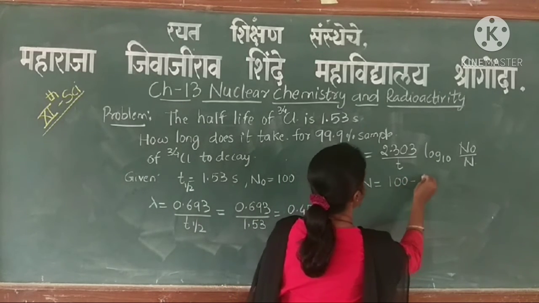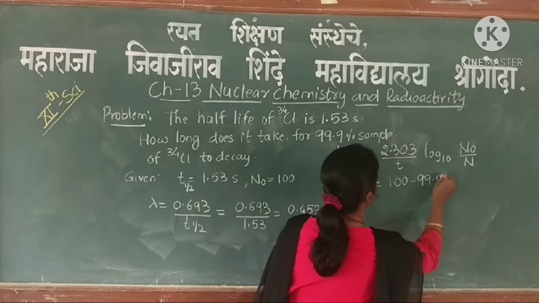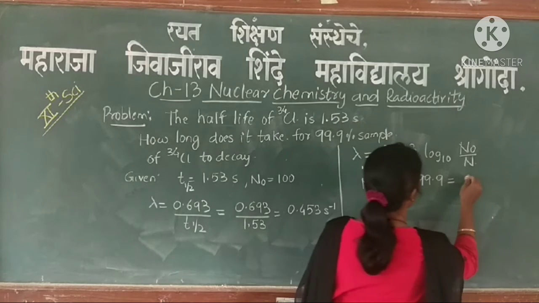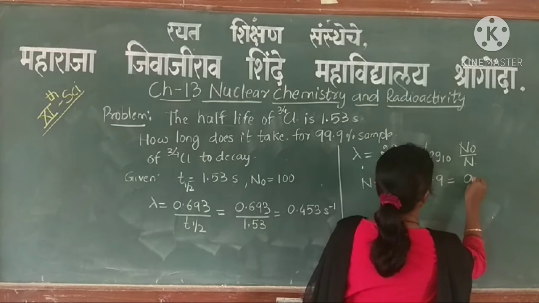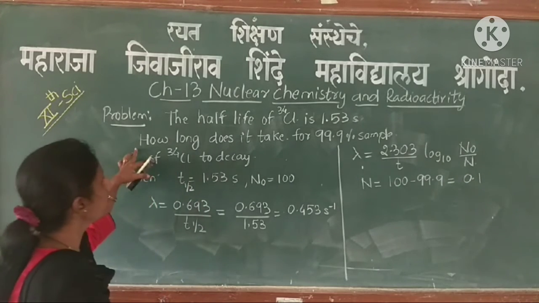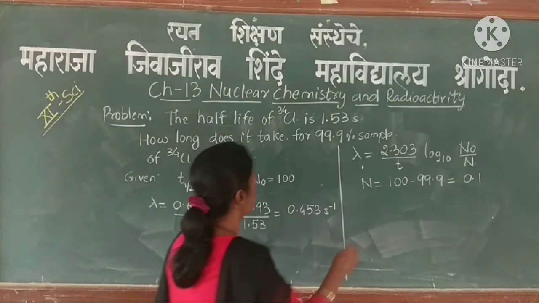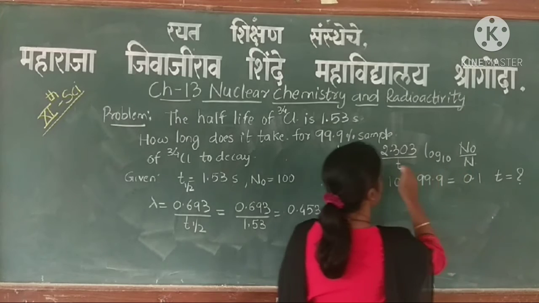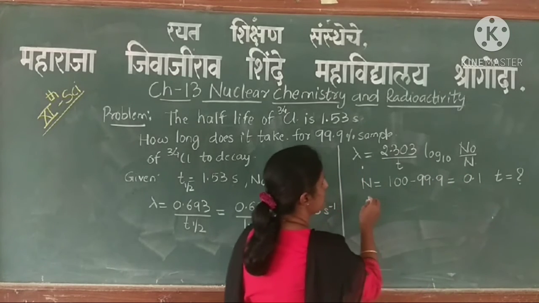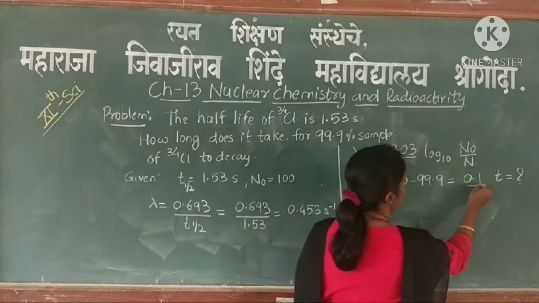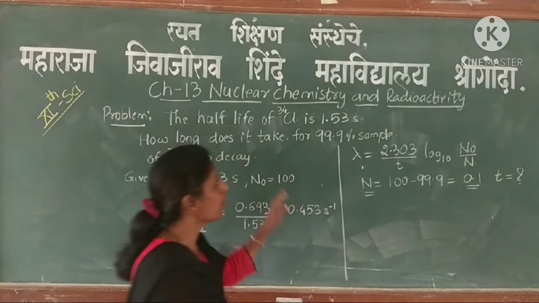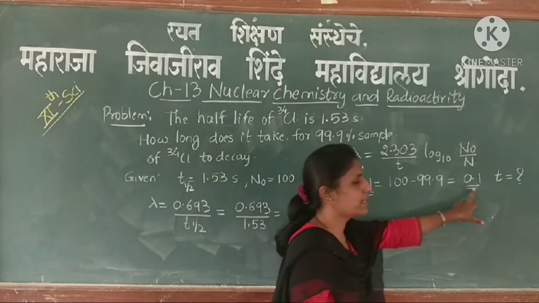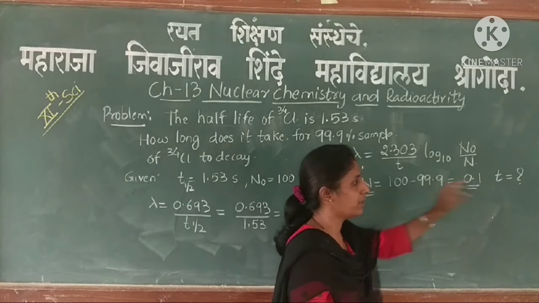100 minus 99.9, that is what it will be, 0.1. And you have to calculate how long, meaning you have to calculate the time required for this, the time when your n becomes 0.1. That is the time required by this isotope when the number of nuclides left is 0.1.